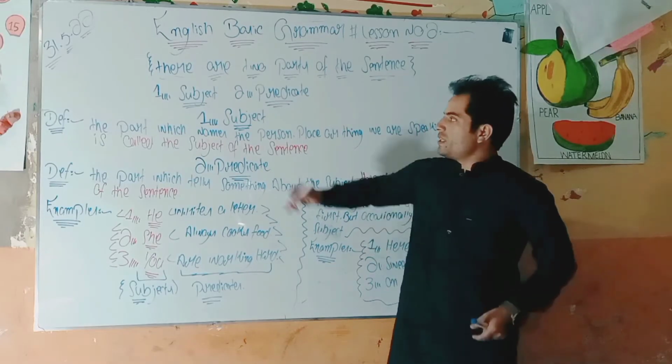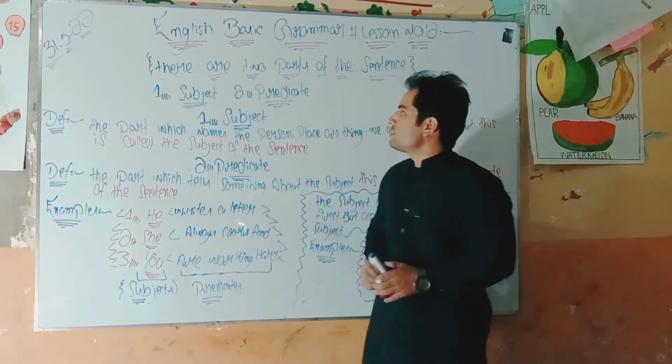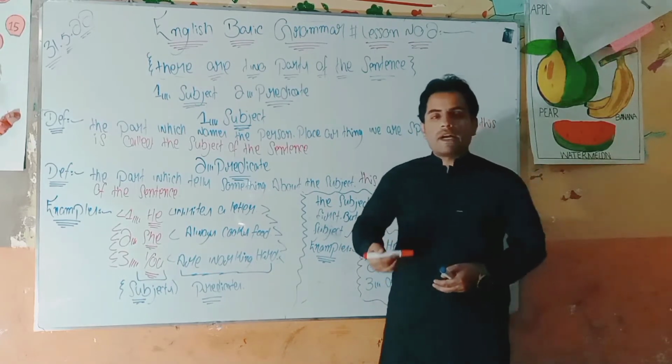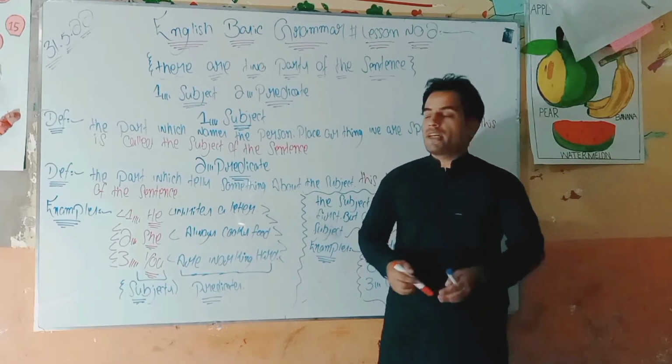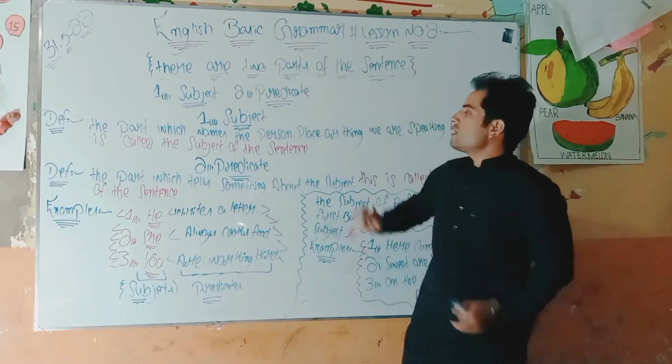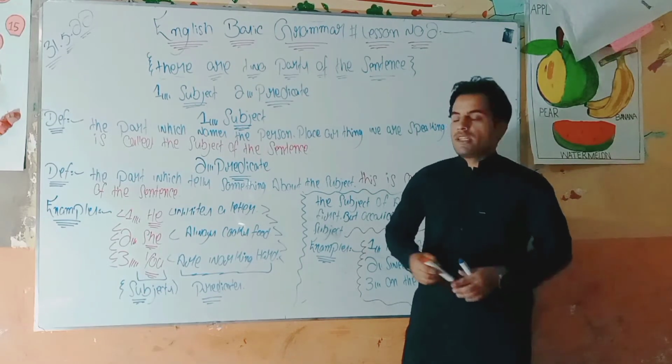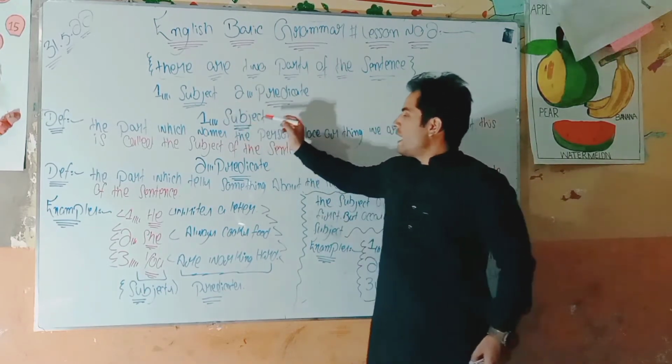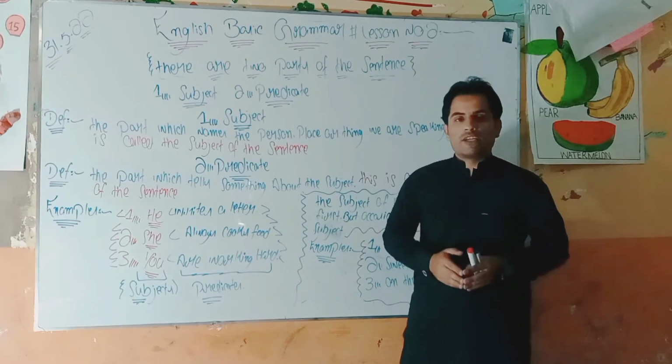My dear viewers, please have a look at the whiteboard. Now, how many parts does the sentence have? Simply we can say there are two parts of the sentence. Which ones? The first one is the subject part and the second one is the predicate part.